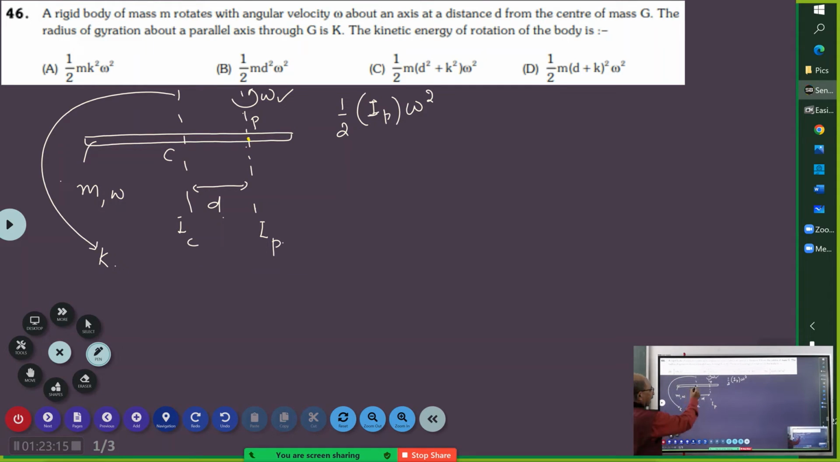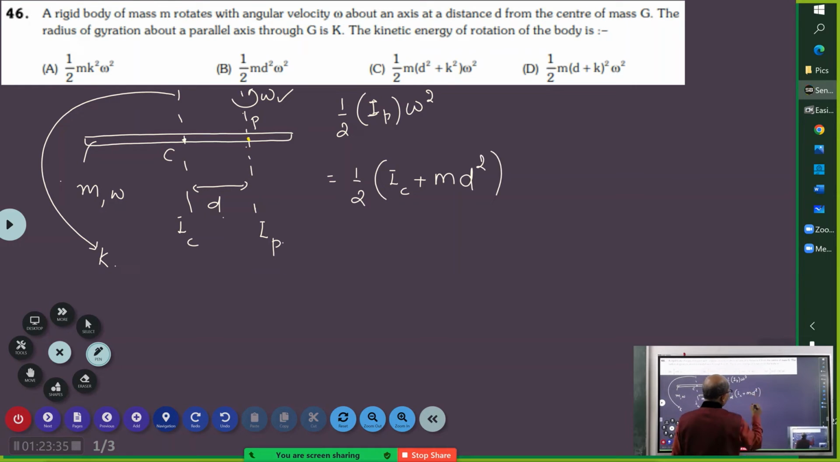This is the kinetic energy of the system that we have stored. Now he is telling the radius of gyration about this axis is k. So the kinetic energy is what he wants. So this is quite simple. So half, what is IP? By the parallel axis theorem, IP is equal to IC plus MD square, into omega square. Clear? And now they have told the radius of gyration is k, so IC I can write as MK square plus MD square.